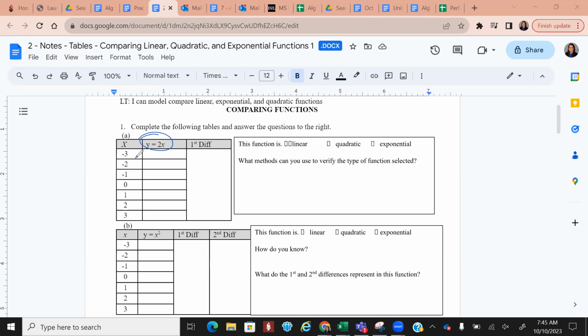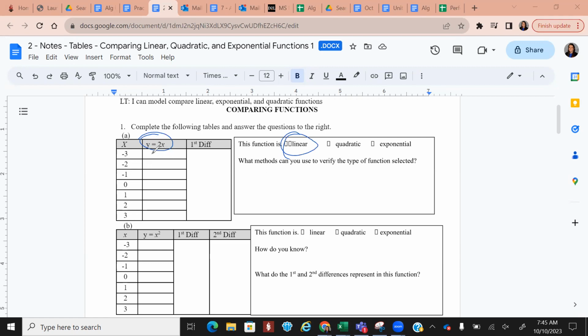No. Is there a squared over the x? No. So this one is going to be linear. Okay. And the way we can verify it is by taking all these x values and plugging them in. So I'm going to help you with this one.